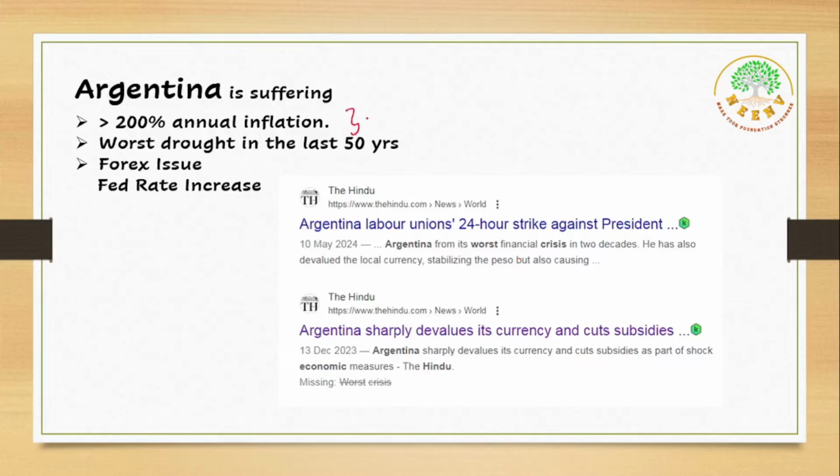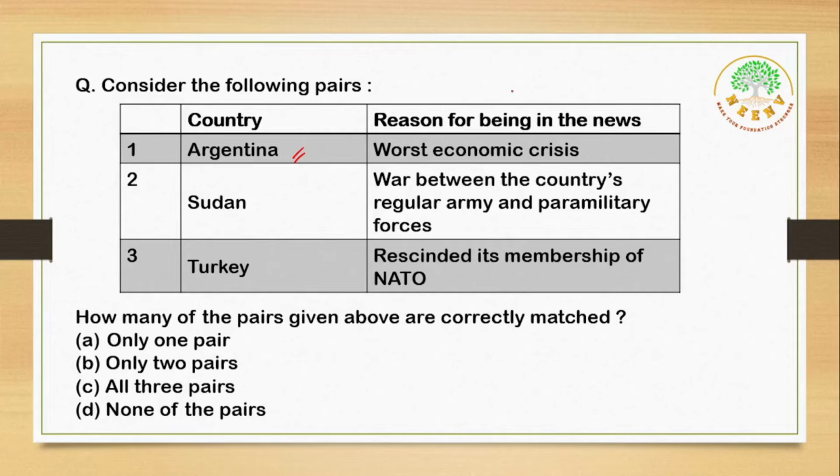Argentina's inflation almost breached more than 200%, and it had various labor unions striking against the president, and they were hit with the worst drought in the last 50 years. And because of the inflation and the drought and the increase of the interest rate by the Federal Bank of USA, they also had a forex issue. So option 1, which says that Argentina post economic crisis, is correct because the inflation increased more than 200% and they had forex issues and other economic issues.